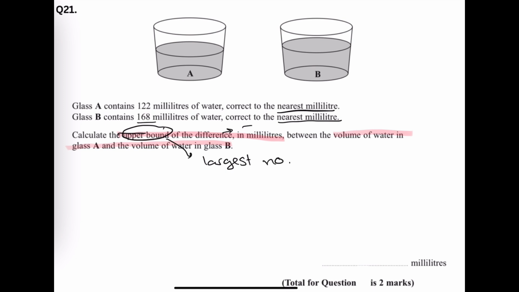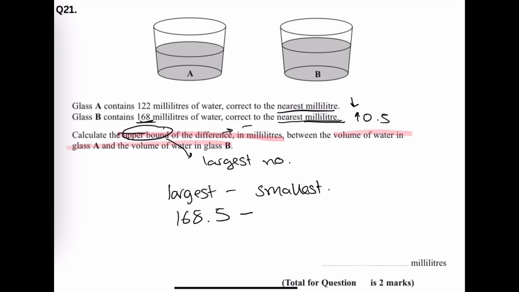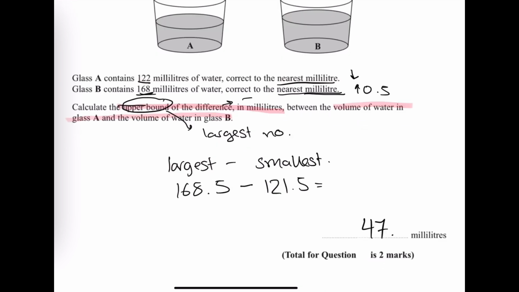So if you want the largest possible, what you do is get the largest possible from the first number and the smallest possible from the second, so that you make the difference as big as possible. So we can see that B is the one that's going to be first. So we want to get the upper bound of that. Because it's the nearest millimeter, we basically just go up by 0.5. So 168.5. With smallest means we go down, which is glass A. So it'll be 121.5. So the answer would be 47.